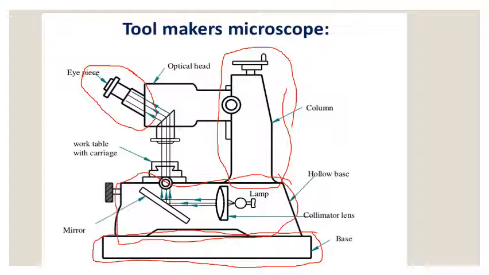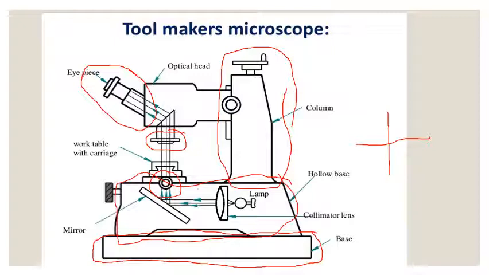This table has two movements, one in the x direction and one in the y direction. Both movements are done with the help of the handles provided to the table, and it moves over the guideways. So when the light passes through this transparent table, it illuminates the shadow of the object, which is captured with the help of the objective lens.